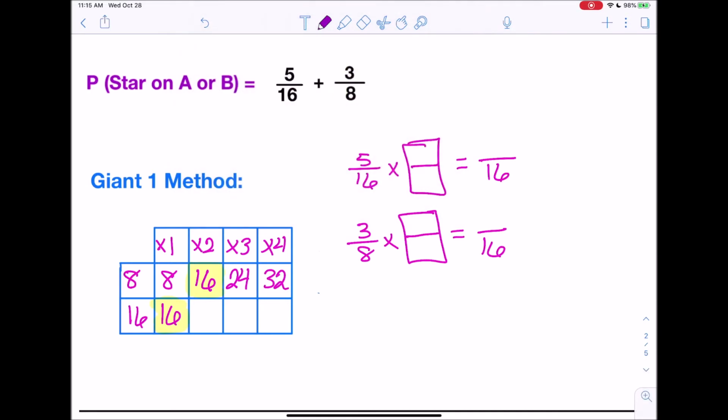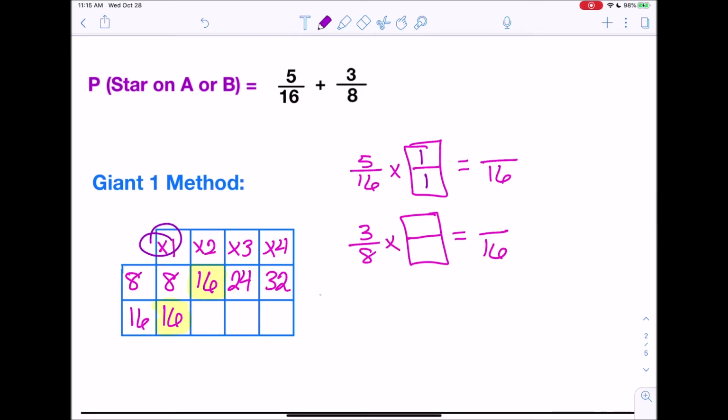So let's take a look at 5/16 first. What times 16 gave us 16? Well, it was 16 times 1. And because this is a giant 1, that means the top number of this fraction also has to equal 1 because 1 divided by 1 equals 1. 5 times 1 is 5, so we end up with 5/16.